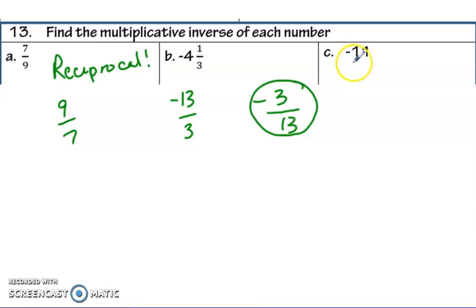And this one is 11 over 1, and I need to flip it for my reciprocal, and I get a negative 1 over 11. It doesn't matter if your negative is on top or the bottom, or even in front, just as long as there's only one negative.